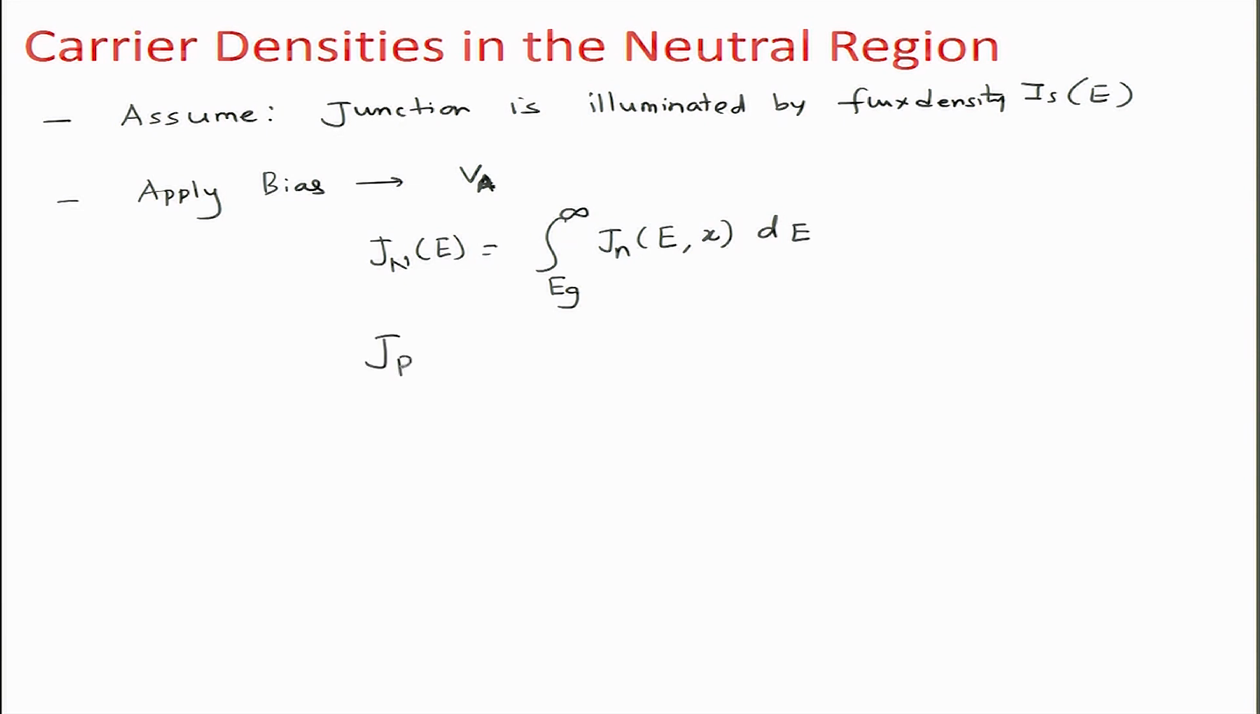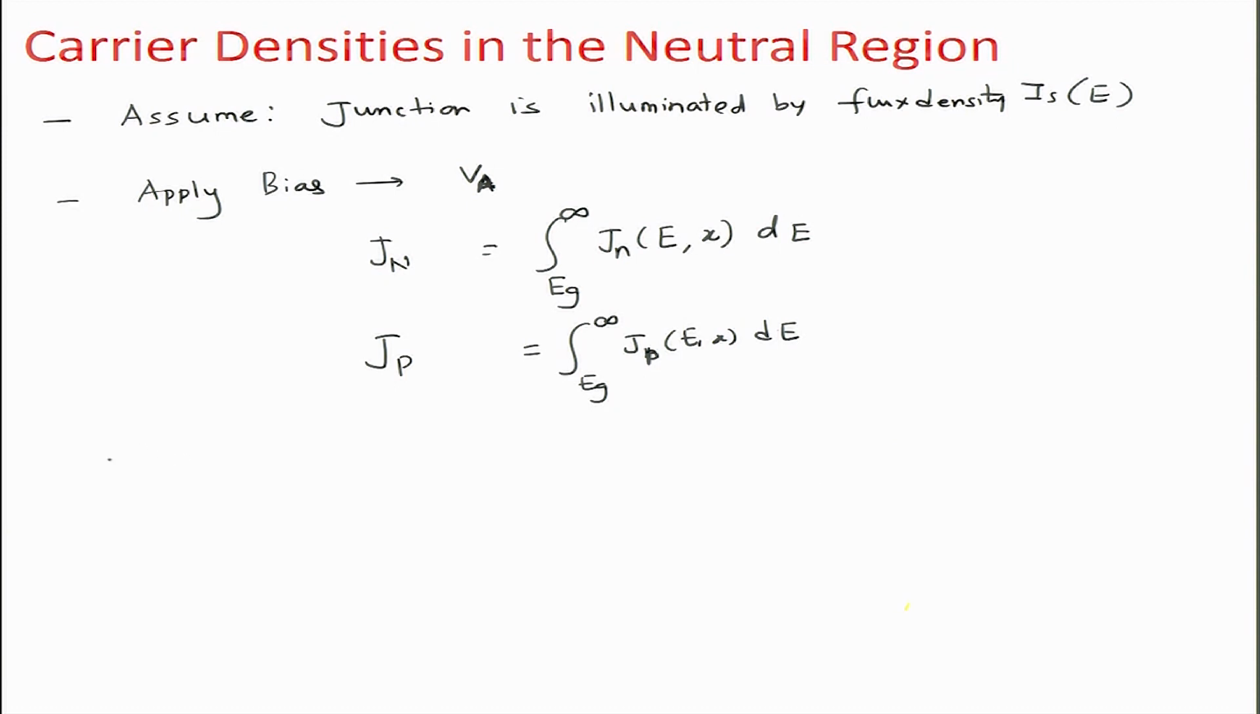So similarly JP is the integral from EG to infinity of small jn, jp, dE. So in that sense, this is the total Jn and total Jp for all the energies that are incident on the device, because you have integrated them over the interval EG to infinity.